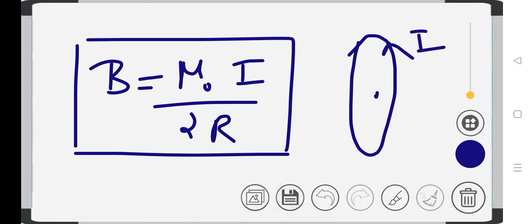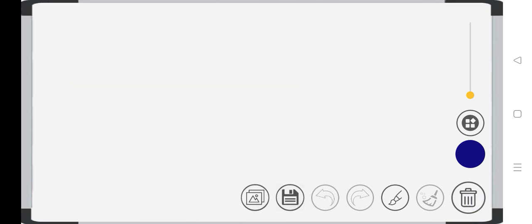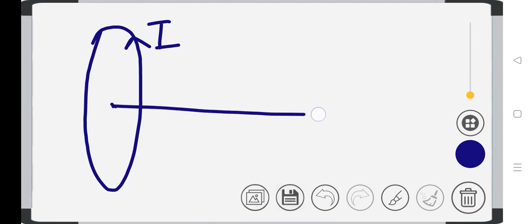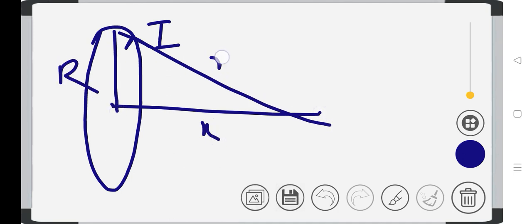So we have learned this too, and after that we learn another special case. This current carrying circular loop is the simplest unit of magnetism. This is r and this is x. Suppose this x is very much greater than r.